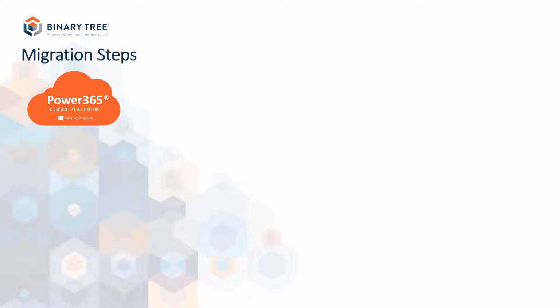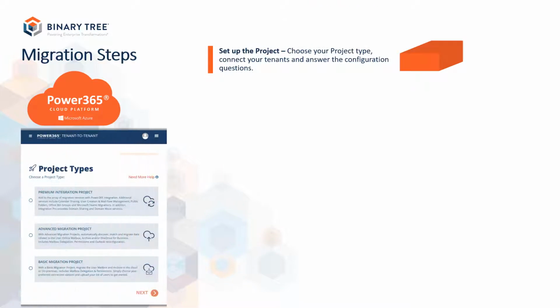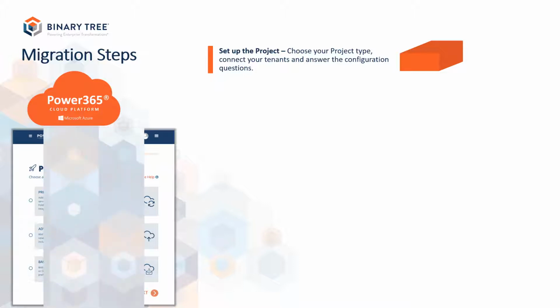Now let's walk through an overview of the basic steps. First, you'll select a project type: Basic, Advanced, or Premium. Basic allows you to move mailboxes and archives between tenants and on-premises by uploading an inventory. Advanced provides automatic matching between source and target with the additional OneDrive for Business migration capability. Premium integration provides all of these features in addition to Teams, public folders, and coexistence.